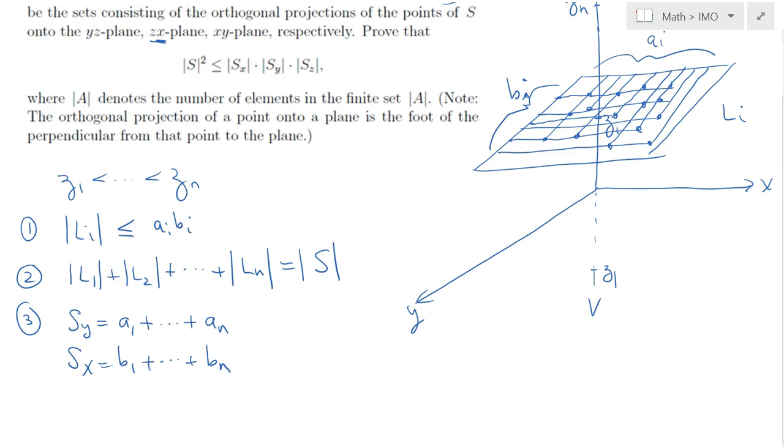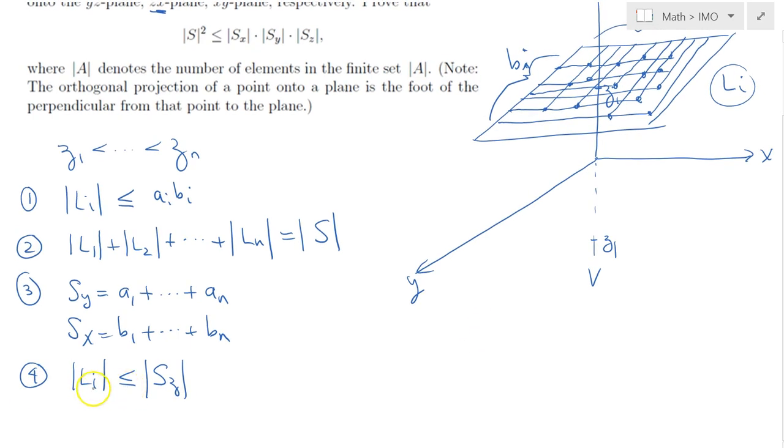Now we can also take an orthogonal projection of all the points on layer L sub i onto the xy plane, and as a result we would see that |L sub i| would be less than or equal to |S sub z|. So that's result 4. Is that clear? Because the two can be equal if, for instance, you have only a single layer, right? Or if you have multiple layers, but the orthogonal projections of the points on the layers onto the xy plane coincide, basically.